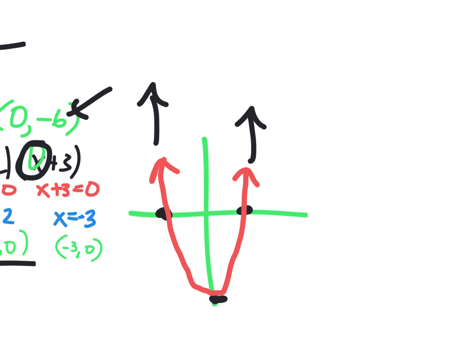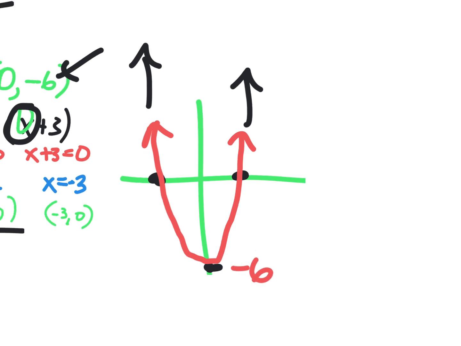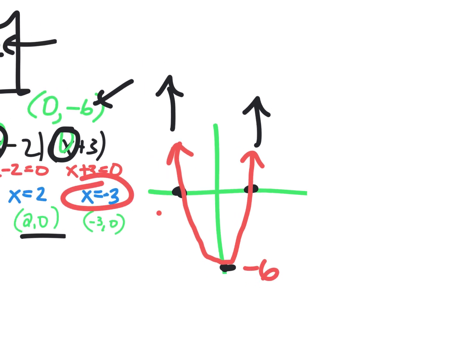So the key here was the y-intercept. That's the only thing that's different from yesterday. The y-intercept was at -6. This was at -3 here, and this is 2, so that's 2 there.